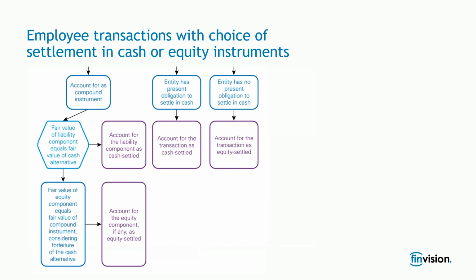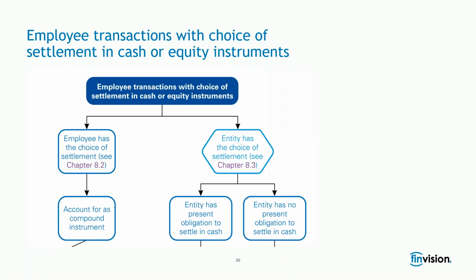If the entity has an obligation to settle in cash, then it's obviously a cash-settled plan. If they do not have an obligation and they can choose, they can pay in cash, but it's not an obligation, then the share-based option plan will be accounted for as a transaction that is equity settled. A little bit more complex here would be the employee transaction where the employee has the choice of settlement. As you can see here, then we need to account for this as a compound instrument. That's something we obviously do not like to hear because it becomes a little bit more complex here.